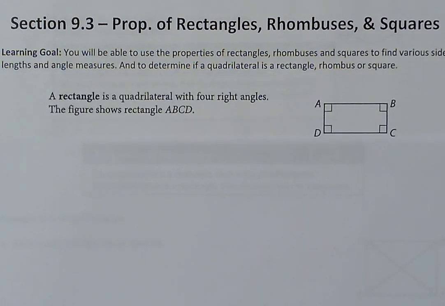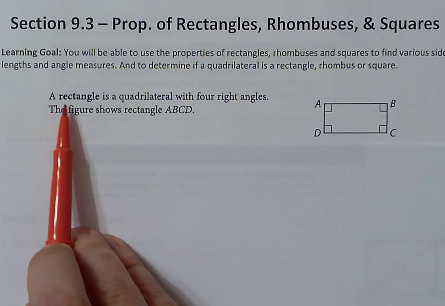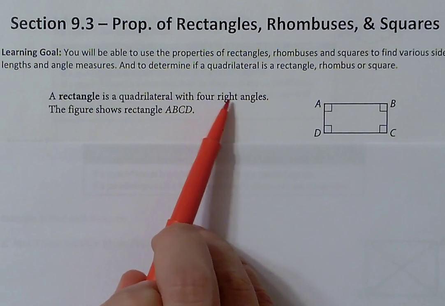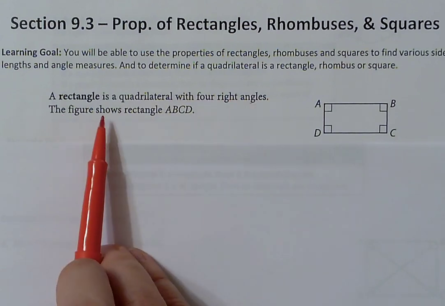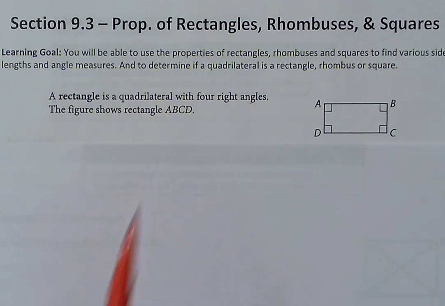First, let's take a look at rectangles. A rectangle is a quadrilateral with four right angles, and the figure shows a rectangle ABCD. That is the most basic definition of a rectangle: a quadrilateral with four right angles. So as long as we know a shape has four right angles, it can at least minimally be classified as a rectangle.